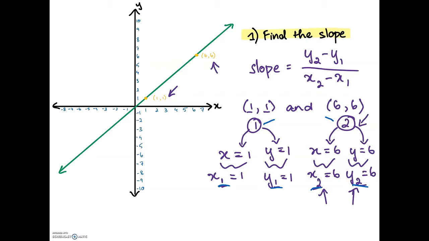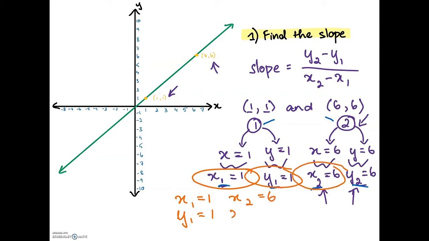Now we're going to find the slope by substituting everything back into our equation. From all of this information, x1 is equal to 1, y1 is equal to 1, x2 is equal to 6, and y2 is equal to 6, as you can see here. Now we're going to plug these values back into our original equation for the slope.